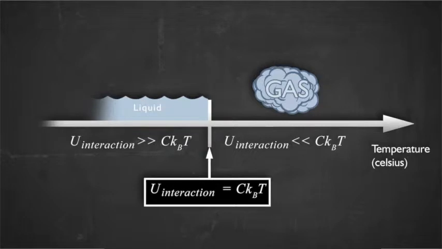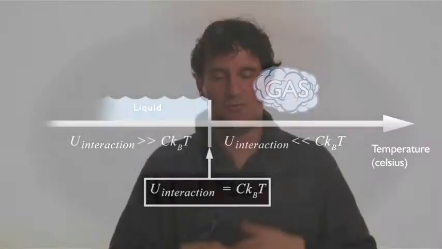And that gives us the equation of the week for this week, which is U is equal to C times Kb times T. That's our equation of the week. Here, I will clap.